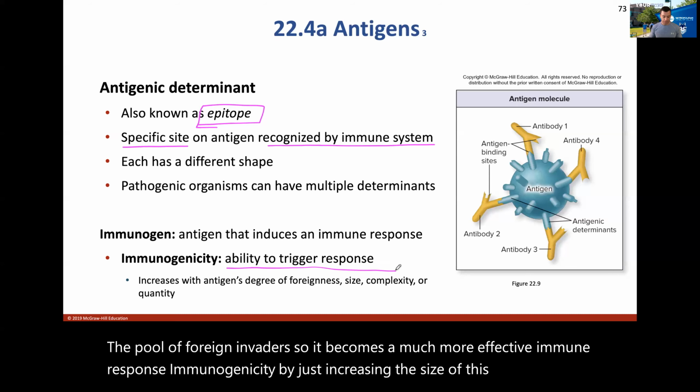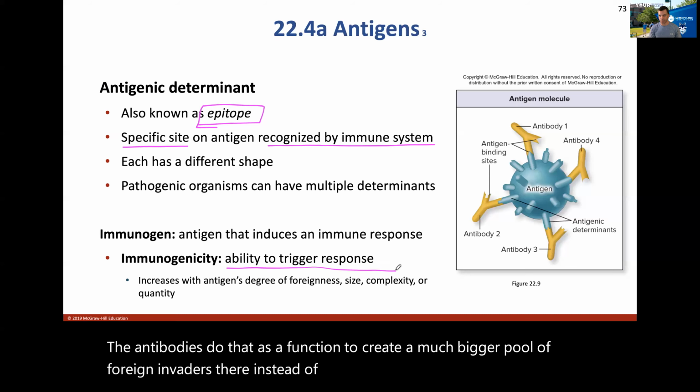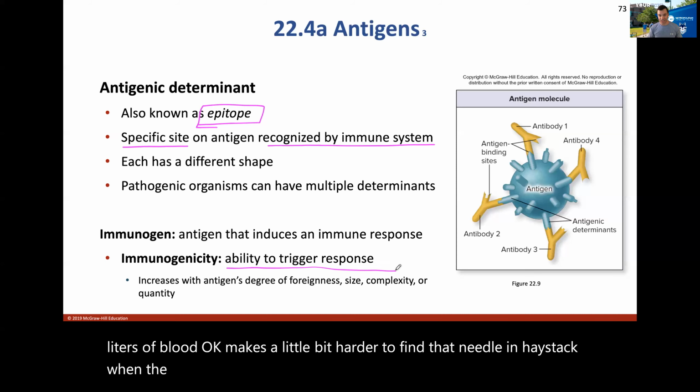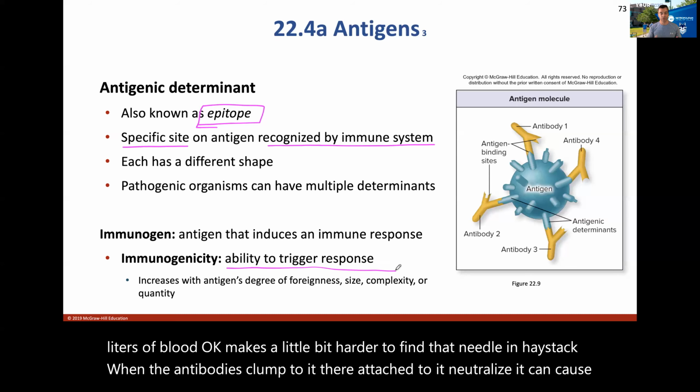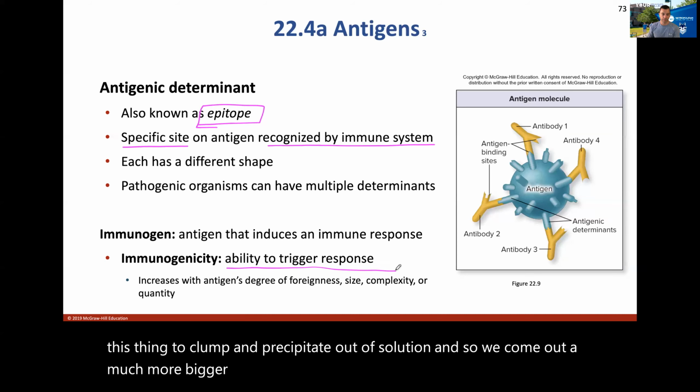So the antibodies do that as a function to create a much bigger pool of foreign invaders, instead of just one little foreign invader in 5.25 liters of blood. Okay, that makes it a little bit harder to find that needle in the haystack. When the antibodies attach to it and neutralize it, it can cause this thing to clump and precipitate out of solution. And so we can mount a much bigger immune response, with much more immunogenicity.